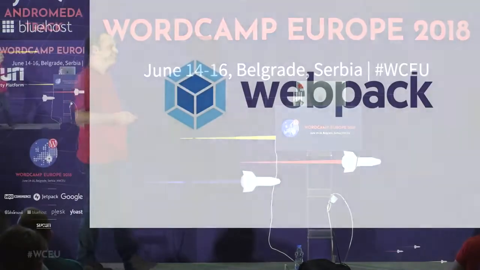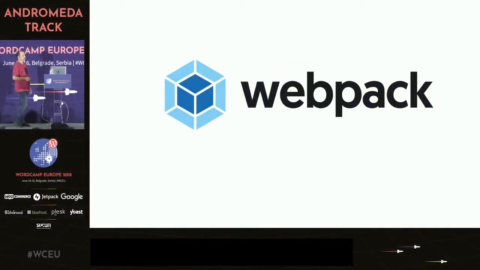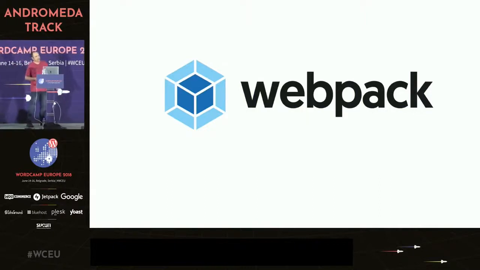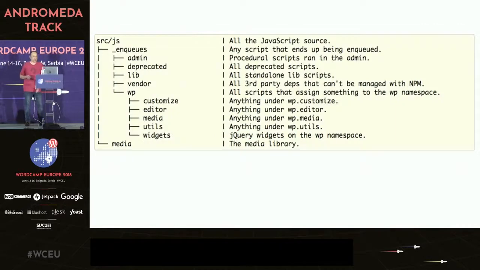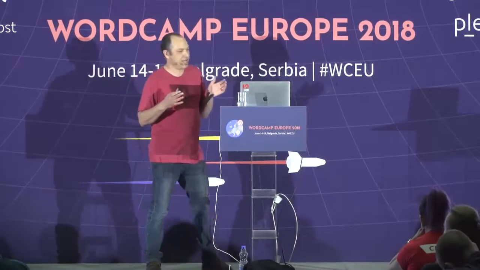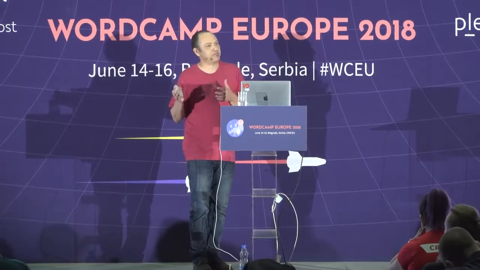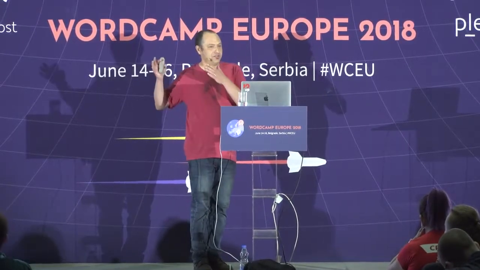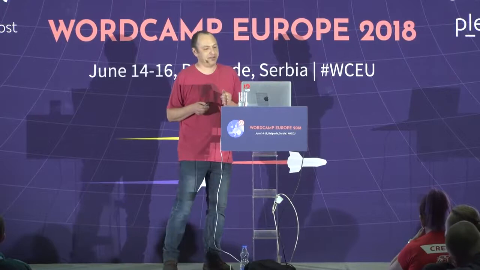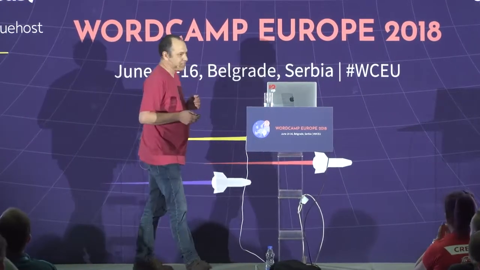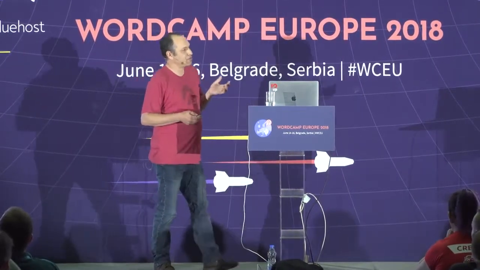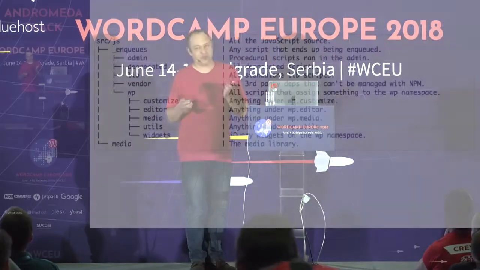Speaking of building, we recently introduced Webpack to the core build process. And what this does, thanks to Omar Reiss, is it enables us to organize the JavaScript in WordPress in a logical way and then build it back into place, into the traditional legacy places for backwards compatibility. It also sets us up for modern JavaScript coding practices like we're using in Gutenberg.